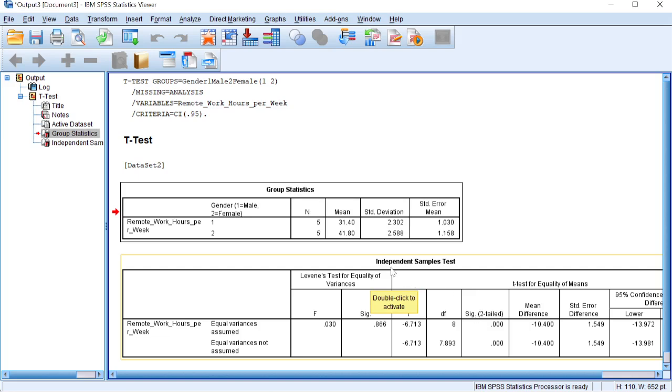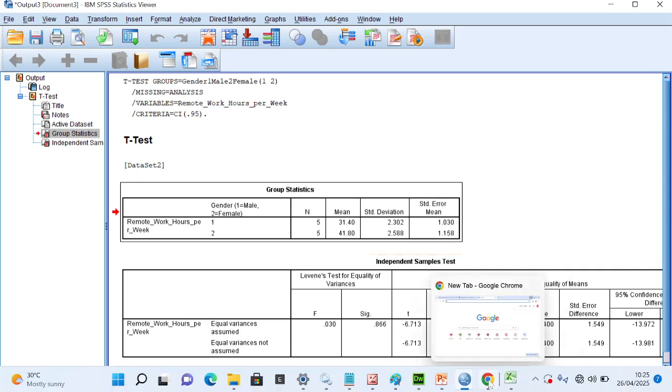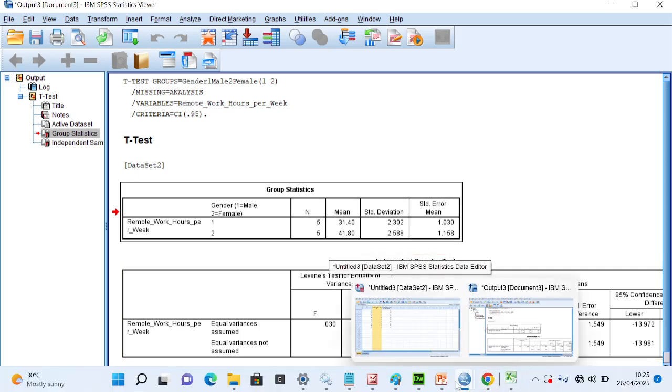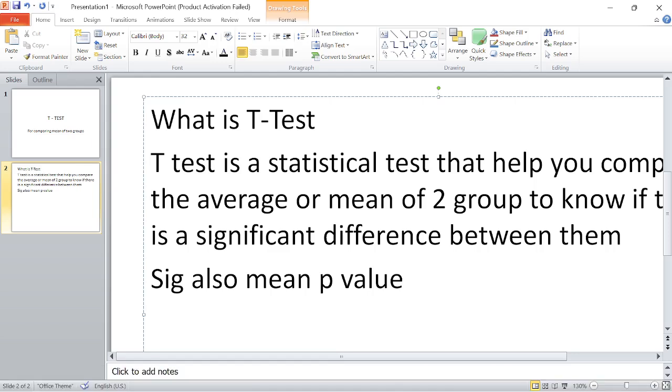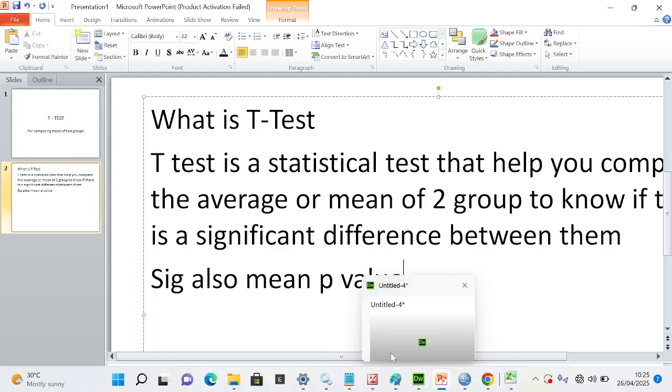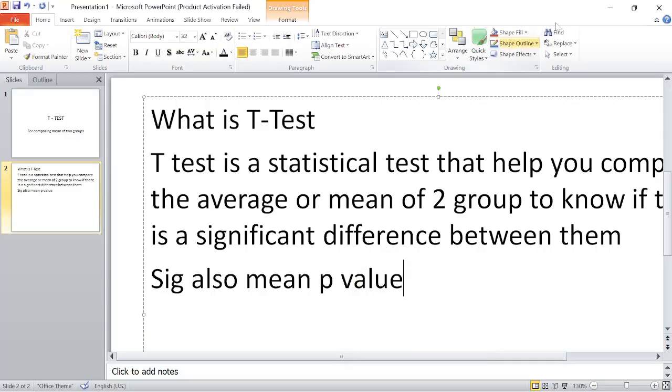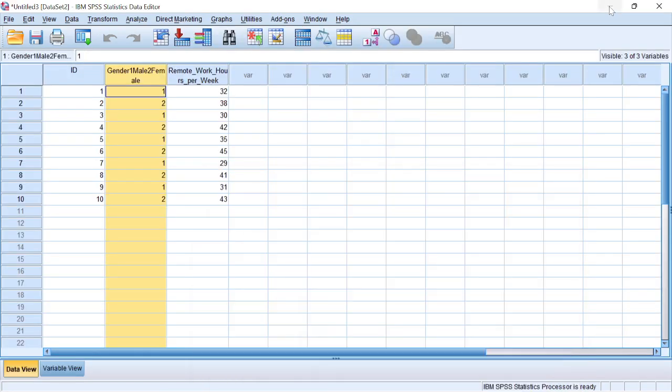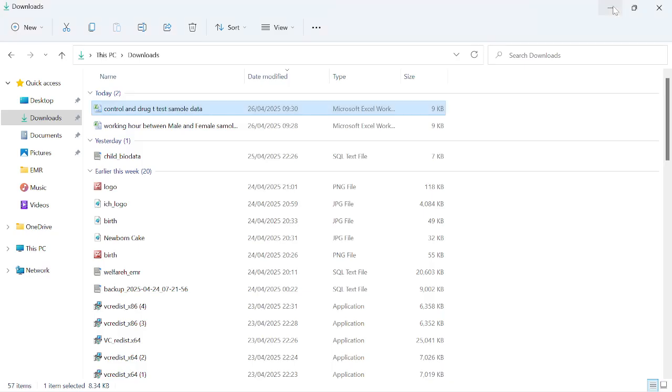As you can see, there's a separation between the Levene's test for equality of variance and the T-test. So we are dealing with the T-test. So this SIG, the two-tailed, is the one you should watch out for. Is that clear? So SIG also means P value. Are you following? SIG also means P value.